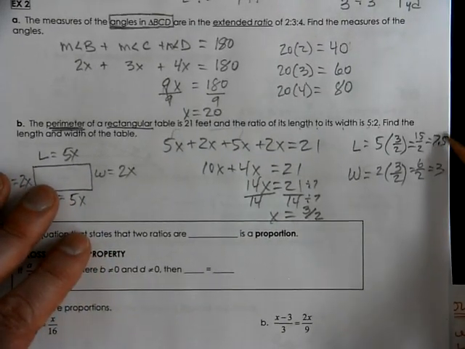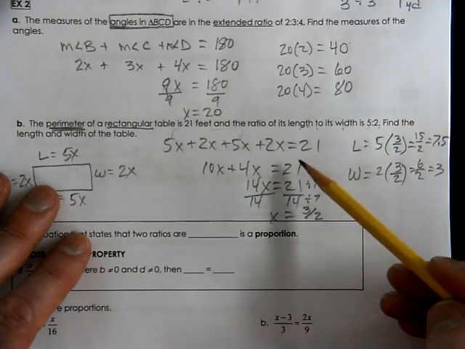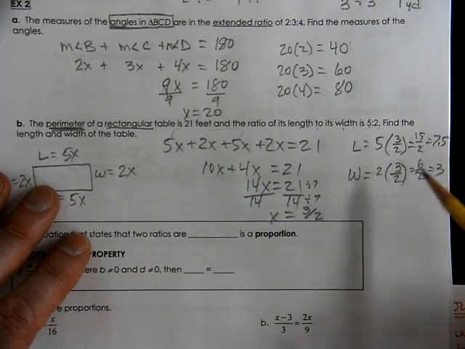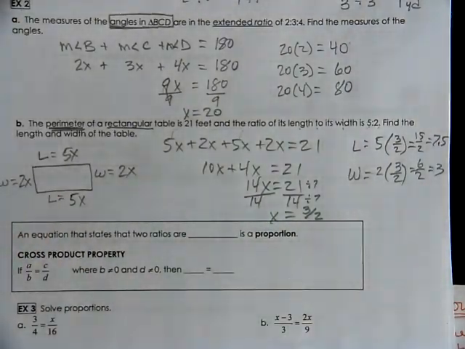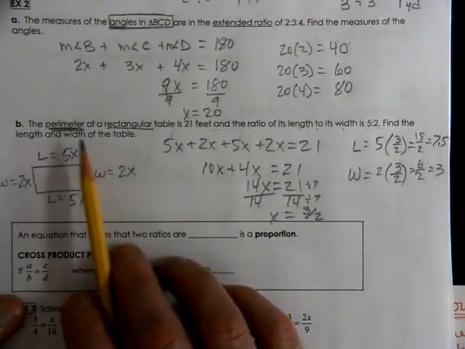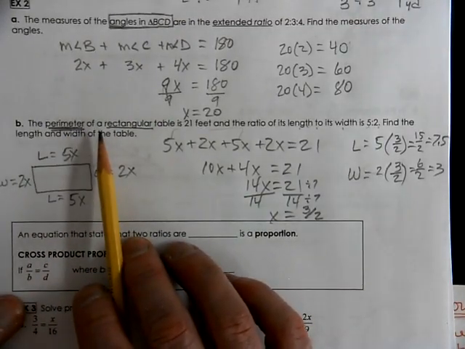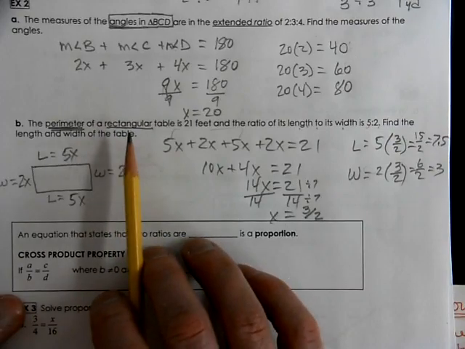7.5 and 7.5 is 15. 3 and 3 gives us 6. 15 and 6 is 21. So those would be our side lengths. So you really have to pay attention to what it's talking about. Not just jump to conclusions.